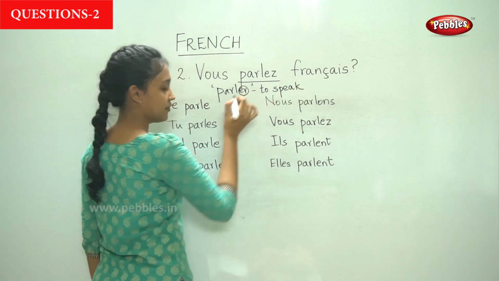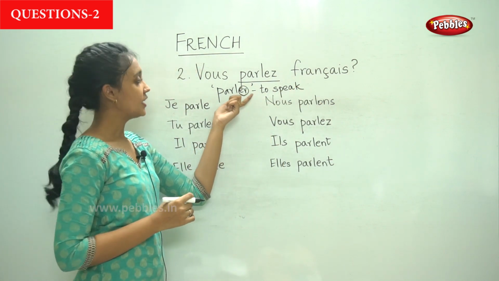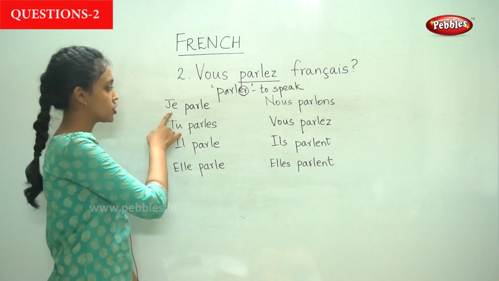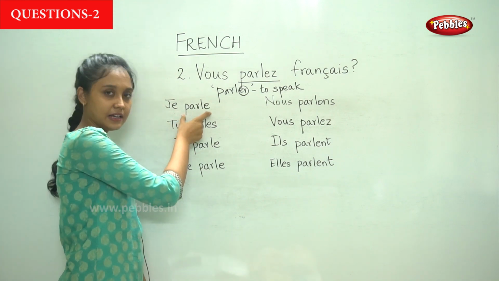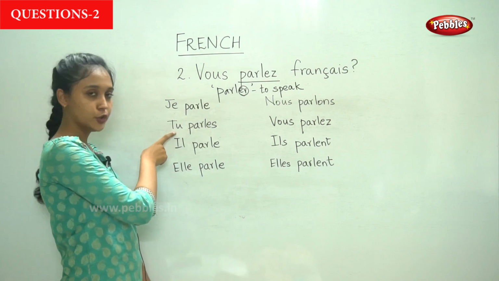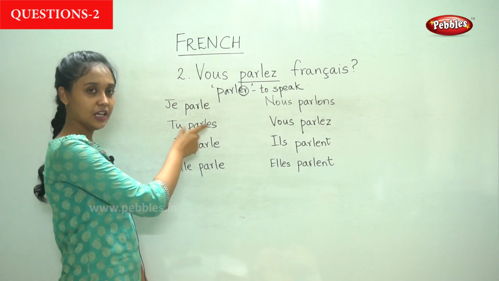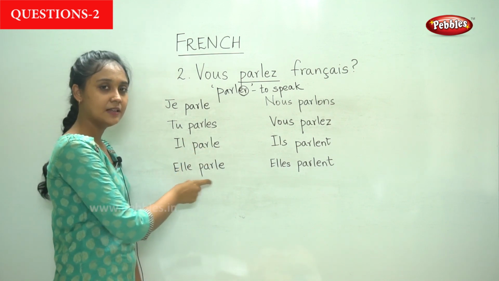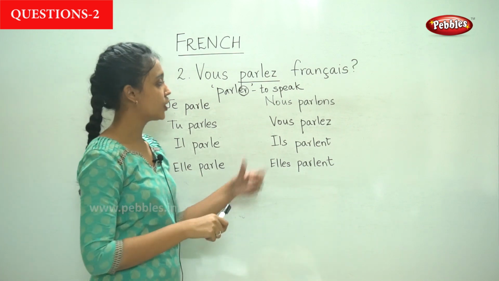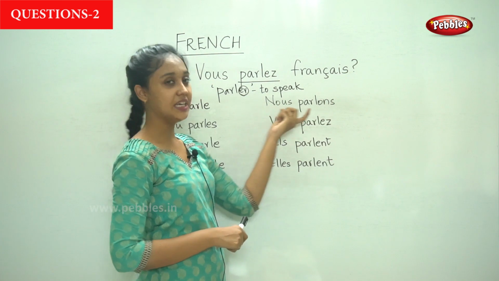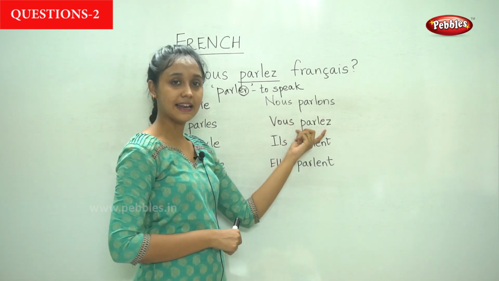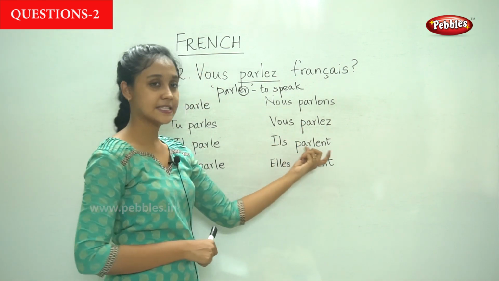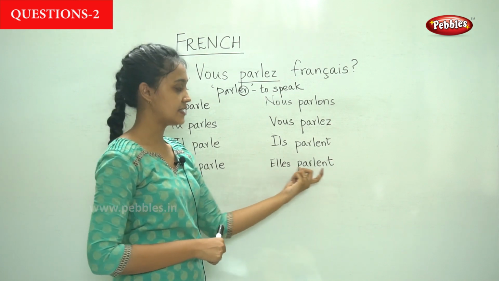It is an ER verb. So you know the rules. For an ER verb, remove the ER and add the appropriate endings. So if it's je, it is je parle. Tu parles, you speak. Il parle, he speaks. Elle parle, she speaks. Nous parlons, we speak. Vous parlez, you speak. Ils parlent, they speak, and elles parlent, they speak.